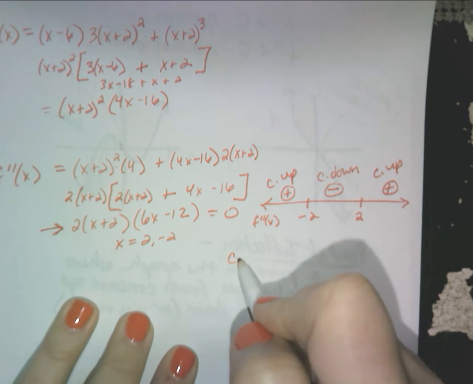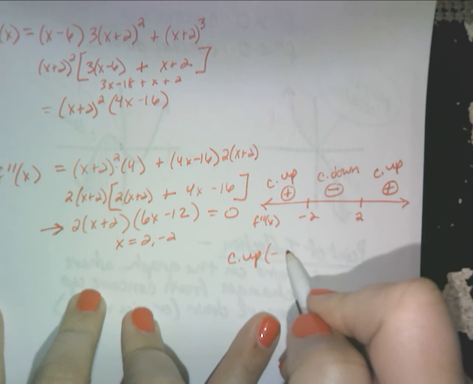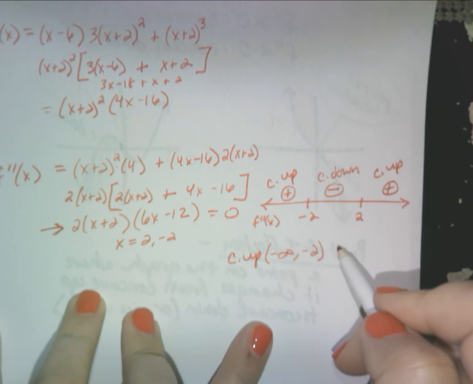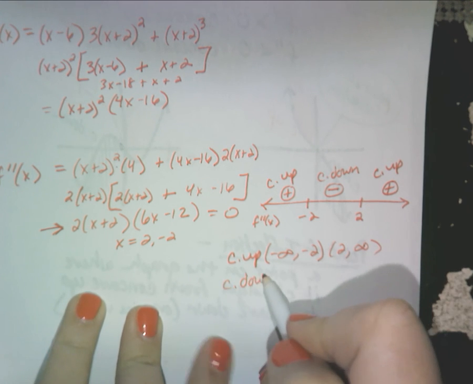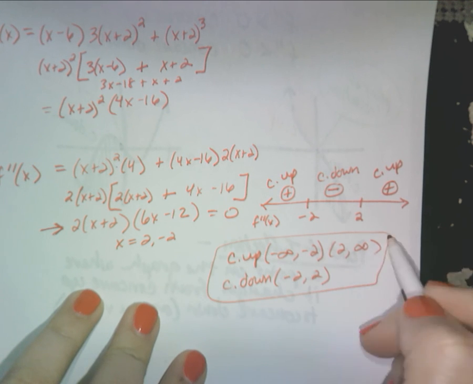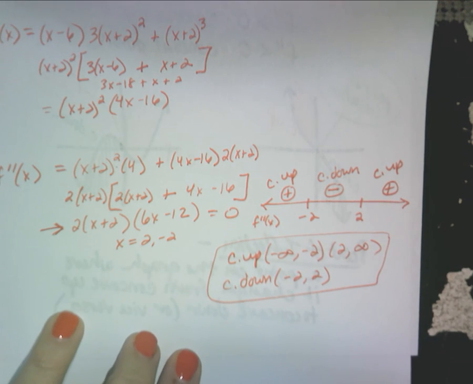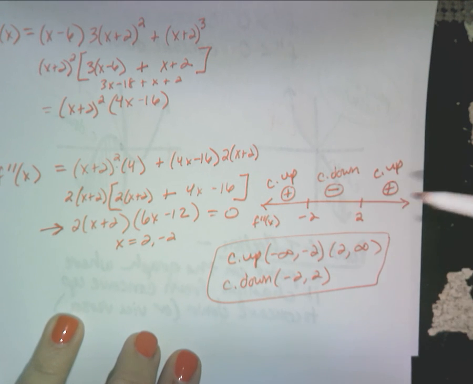So answer the question. You are concave up from where to where? -2, and then 2 to infinity. And where are you concave down? -2 to 2. That's the first part of the question. Are any of these points of inflection? Yes, both of them are. When you switch from concave up to concave down, then concave down to concave up, these are both points of inflection.